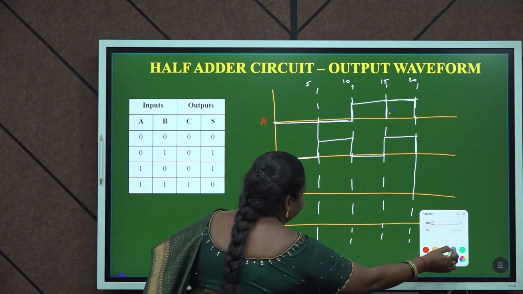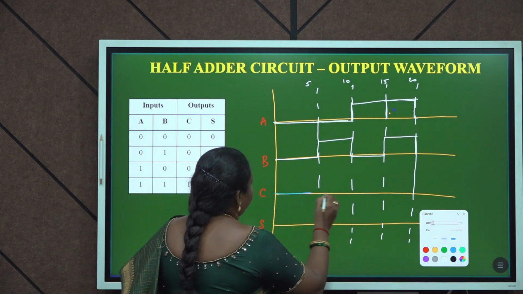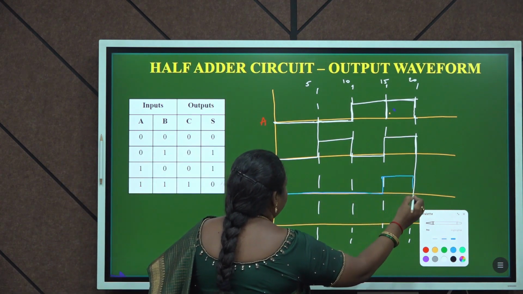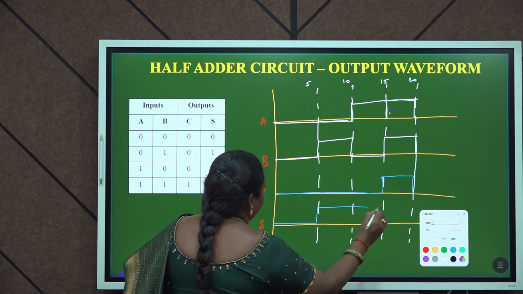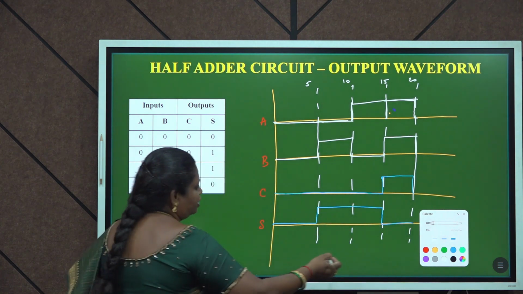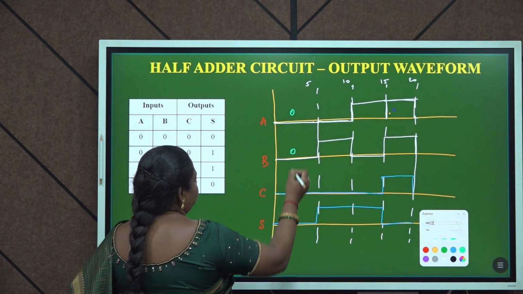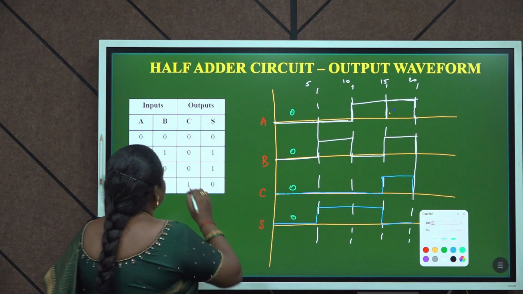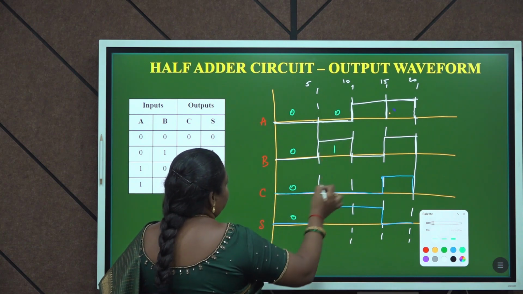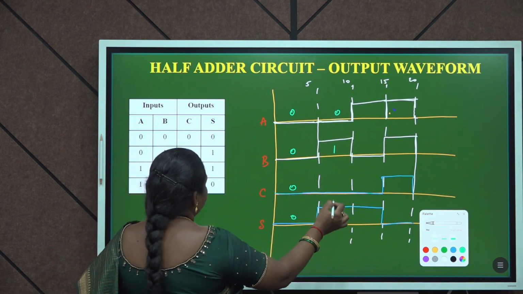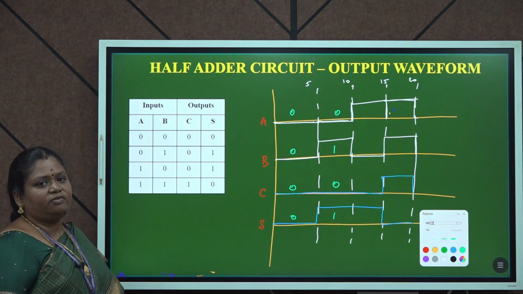Here my output for carry is 0 0 0 1. For sum it is equivalent to 0, 1, 1 and 0. If we verify this, for the initial one 0 0, when A and B are 0, your sum and carry are equivalent to 0 0. In a similar way for 0 1, your carry is equivalent to 0 and your sum is equivalent to 1. So this is the way we write the waveform for the Verilog code.